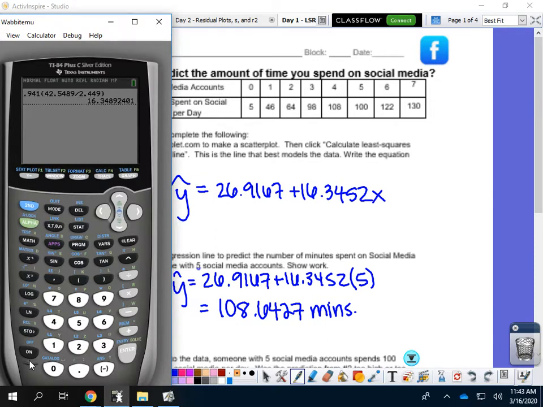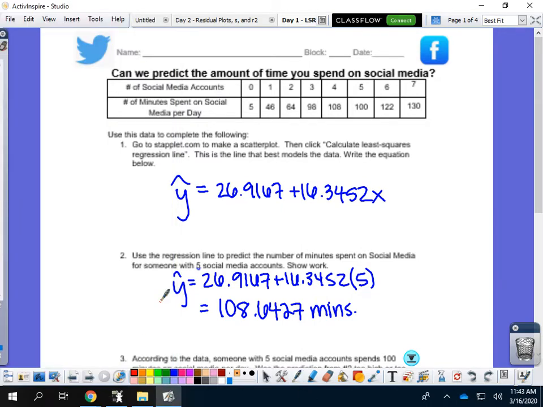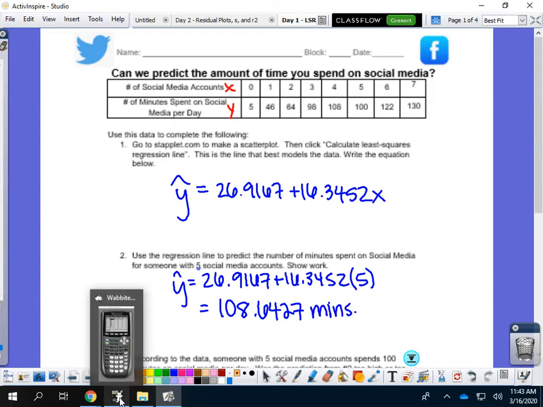So first thing you need to do is have all of the values from this first list in your L1 and all of the values from the second list in your L2. So we're going to assume that this first one is our X, and then the second one is our Y. We talked about that last class. The explanatory variable is the number of accounts, and that would explain how many minutes everyone's spending on social media.